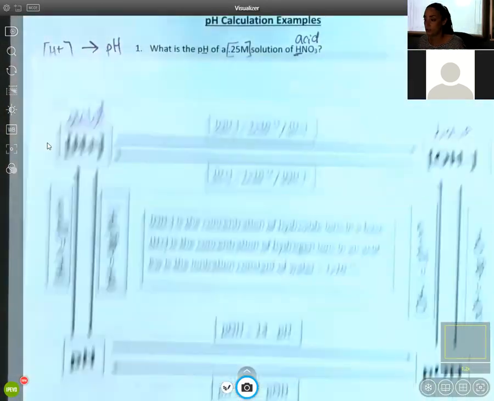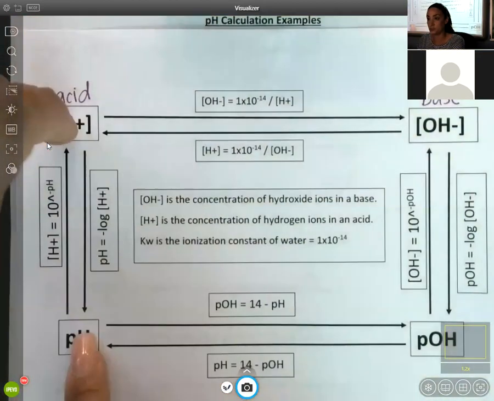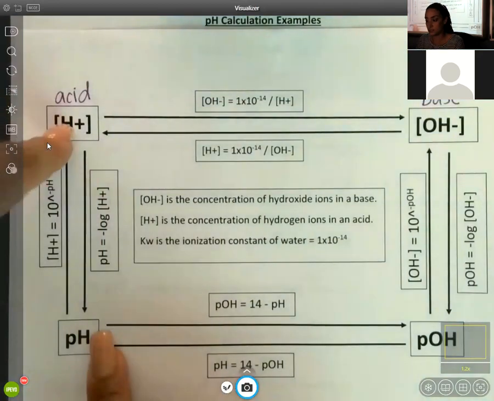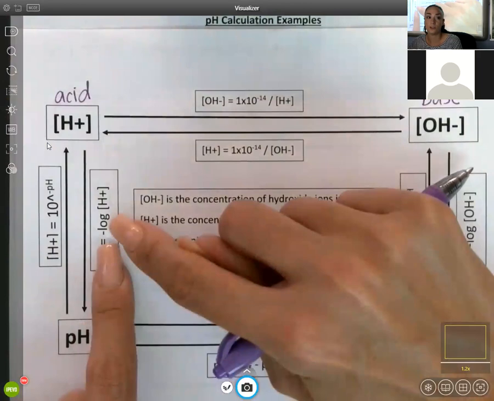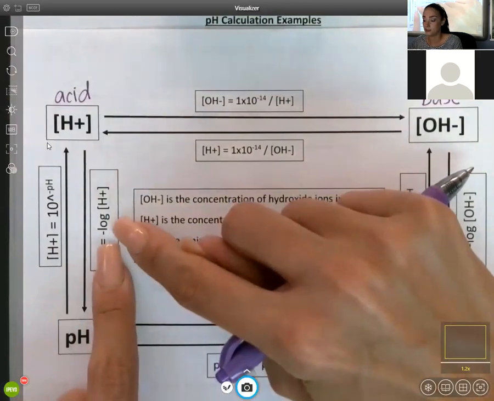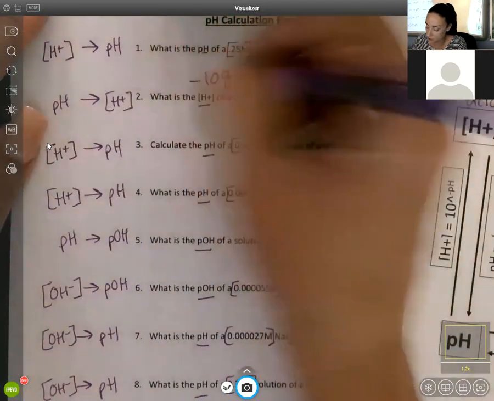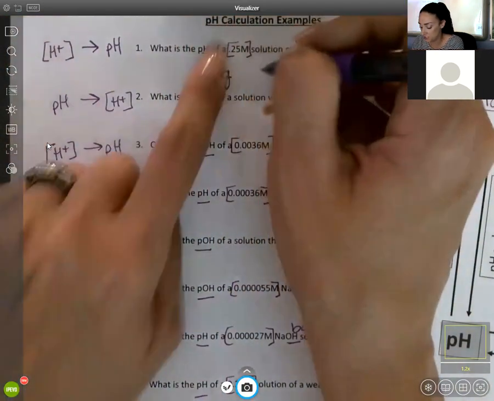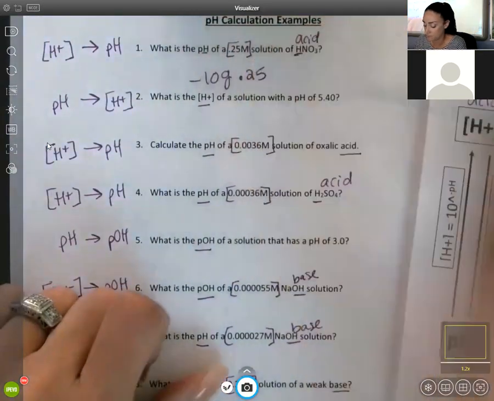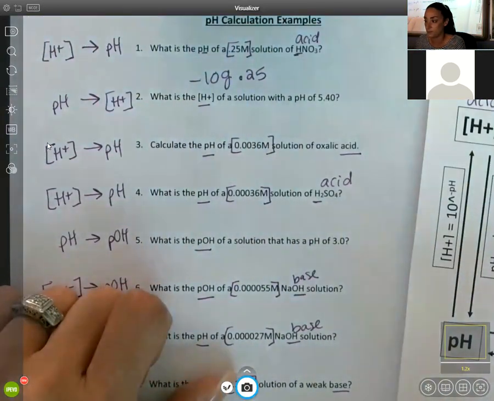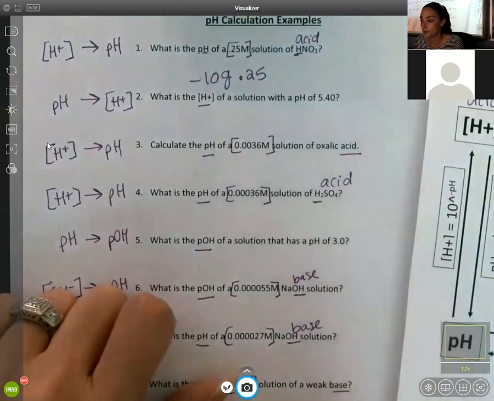So on your little chart, we are literally starting here and we're traveling to pH, which means we're going in the downward direction. So you're going to follow the downward arrow and you're going to use this equation, which is the negative log. So it's the negative log of the concentration of H. Well, the concentration is 0.25. Okay. So we're going to do all the setups and then we'll go back and actually calculate them. I'll show you how to calculate.